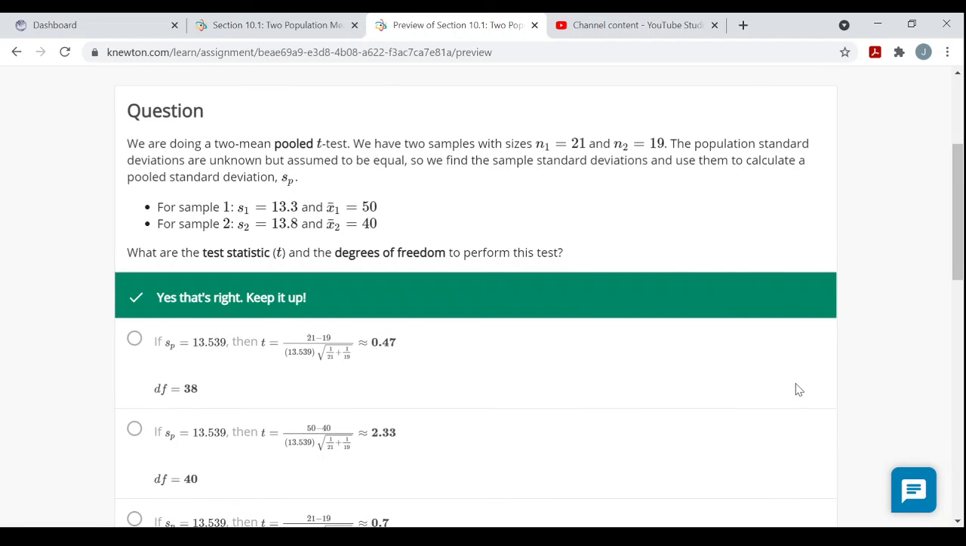Okay, wonderful. So again, you've got to pay close attention. Hopefully, with this one they told you it's a pooled test. But in other problems, you may have to see that yourself. If they ever say anything about the population standard deviations or population variances being assumed equal, then you're going to have to calculate this Sp, the pooled estimate of the standard deviation, and then find your test statistic from there.